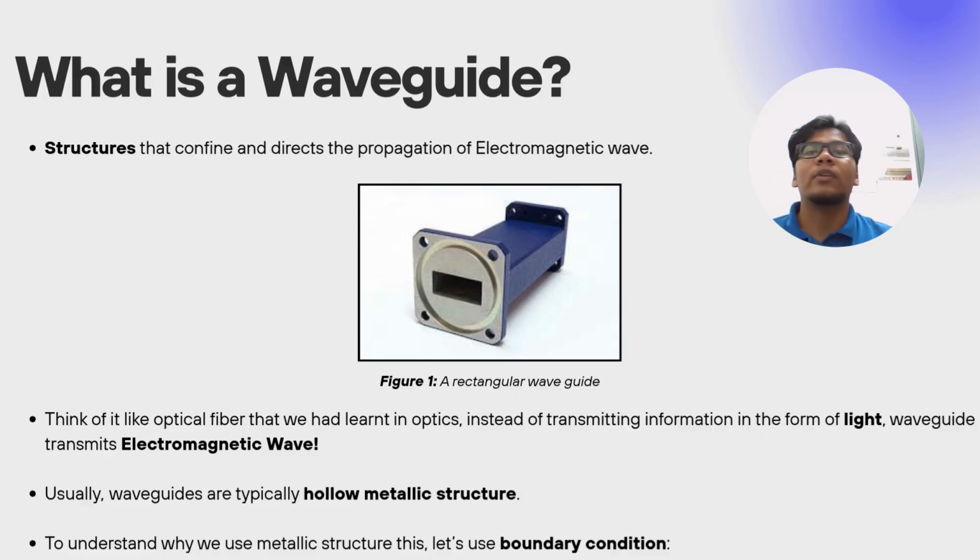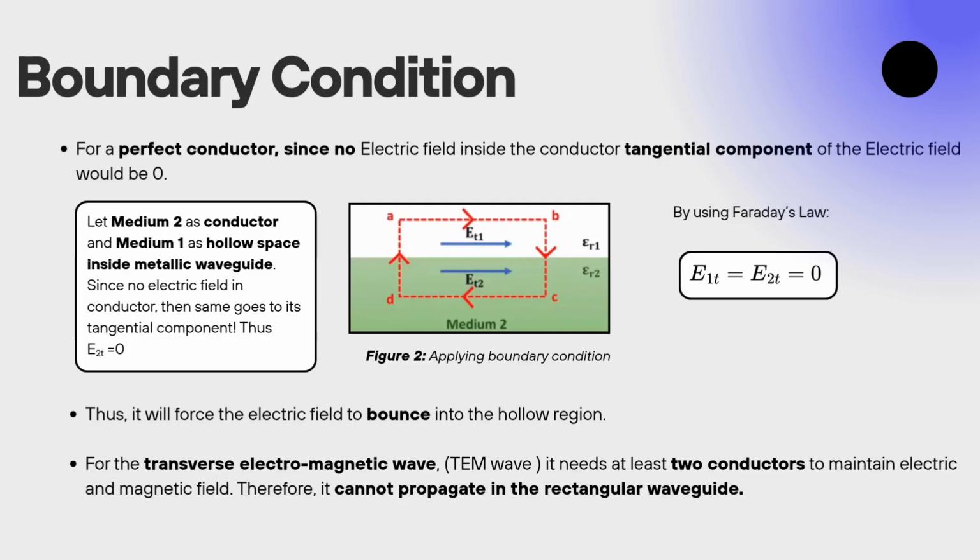These waveguides are typically hollow metallic structures, and to understand why we use metal, we have to look at the boundary conditions. For a perfect conductor, the electric field inside is zero, so the tangential component at the surface must also be zero. Let's set medium 2 as the conductor and medium 1 as the hollow space inside the waveguide. Since there's no electric field in the conductor, its tangential component is zero. By using Faraday's law, the tangential components must be equal, so the field in the hollow region is also zero at the surface. This forces the electric field to bounce back into the hollow region instead of entering the metal. And for TM waves, it needs two conductors, so they cannot propagate in that particular waveguide.